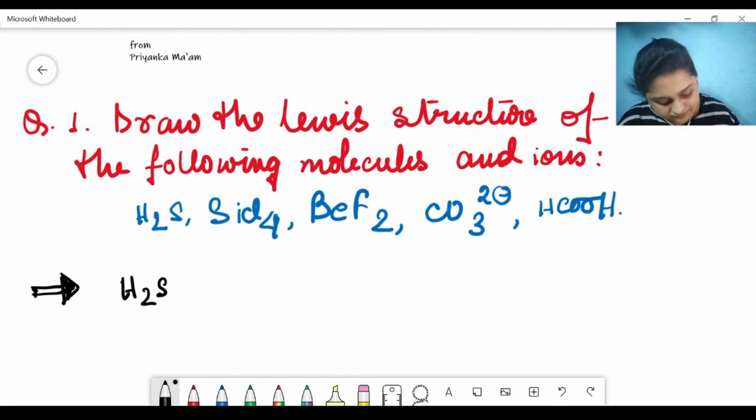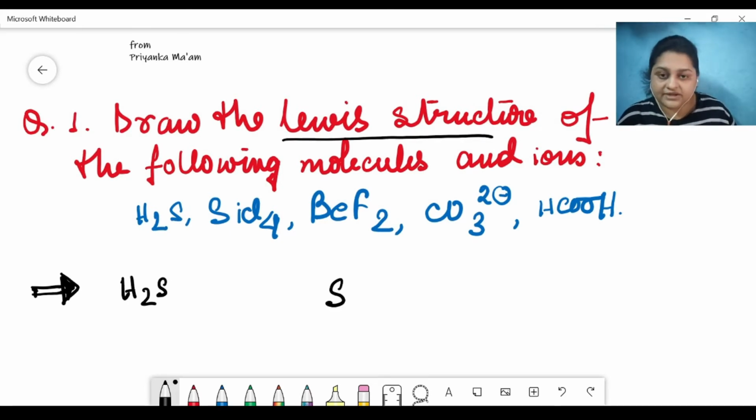Now they've asked us to draw Lewis dot structure. The central atom in H2S is sulfur, which has 6 electrons in the valence shell. Let's try to draw this in this way.